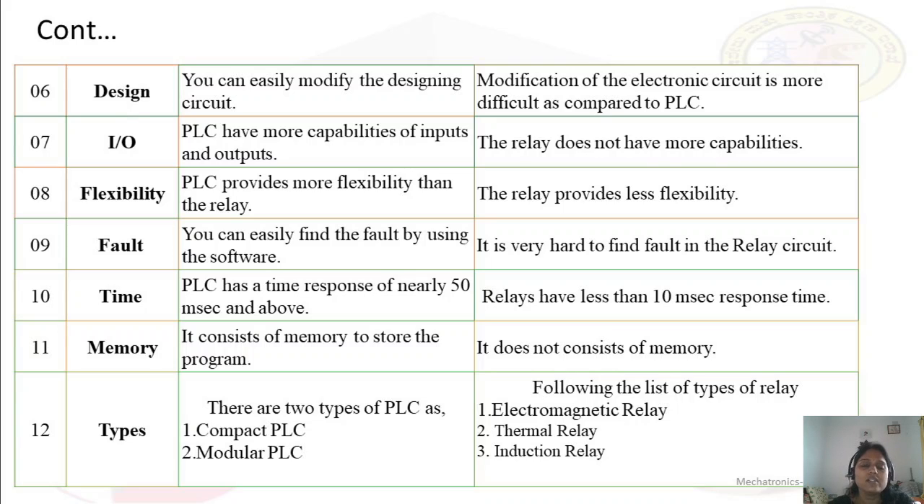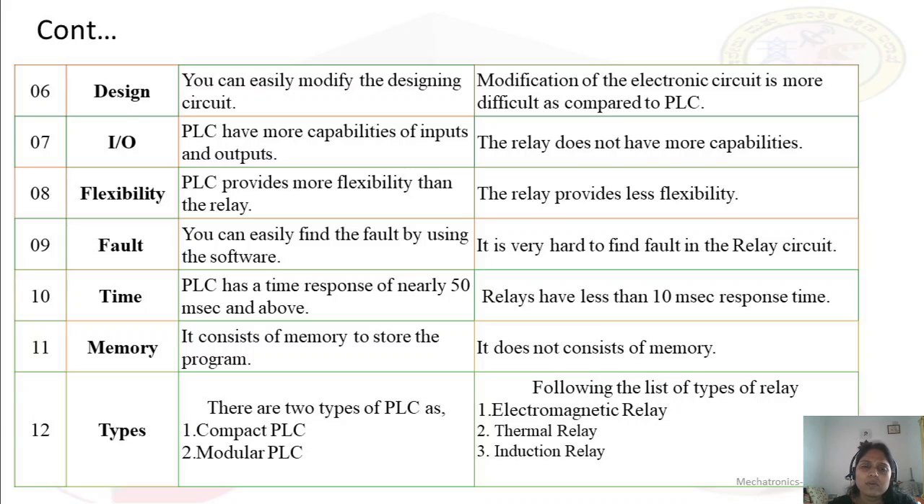IOs. PLC has more capabilities of inputs and outputs, but in case of relay, it does not have more capabilities. In PLC, for example, if we want to add any inputs or outputs, we can take them directly from the ladder programming. From there, we can take the inputs and outputs and easily add them in the program. But in case of relay, we need to go to the floor and fix all the relays.